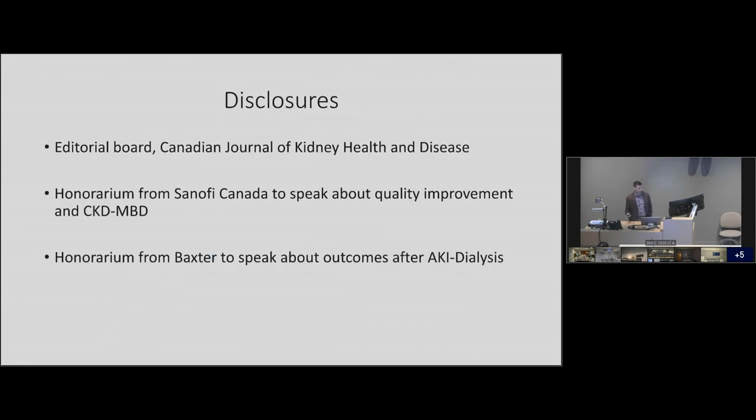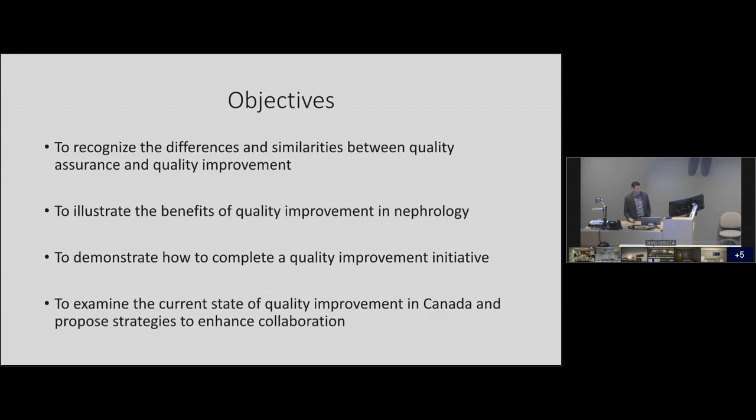So today we're going to talk about quality improvement in nephrology, what, why, and how. These are my disclosures. So I have talked about quality improvement before in the context of mineral and bone disorder and AKI dialysis, but most of the examples I use are not going to involve that today. And hopefully we'll cover these 4 objectives by the end of the talk.